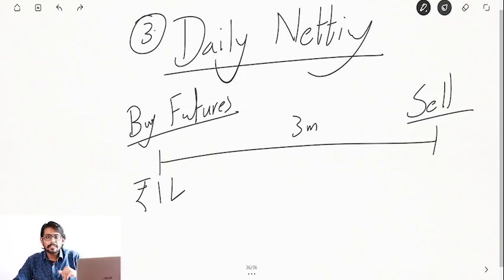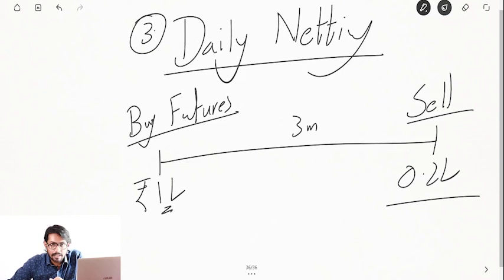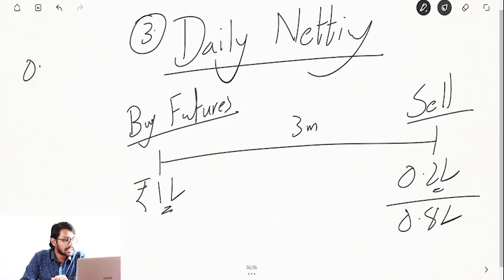Now, after 3 months, you're squaring off your position, you're selling, and the price of futures becomes 0.2 lakh. Okay, so you bought futures at 1 lakh, you're selling futures at 0.2 lakh. On the due date, you have a loss of 0.8 lakh. Okay, initial margin was only 0.3 lakh. So you still have to pay an additional 0.5 lakh. What will the stock exchange do? The stock exchange will still have to come knocking at your door. Sir, please, you have made a loss. Please pay us, sir. Please pay us. Because your loss is somebody else's profit.